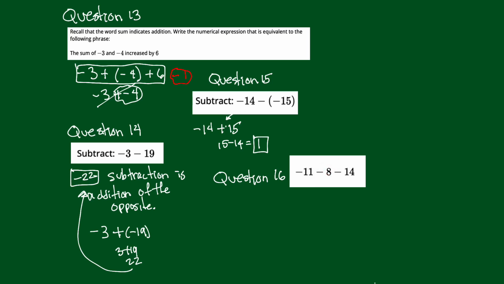So here's what I'm going to do. I'm going to write negative 11. Now, change that subtraction to an addition. Plus, now, make two changes. Here's the number that's being subtracted, 8. Change it to its opposite. The opposite of 8 is negative 8. I'll put it in parentheses. Now, same thing over here. I got a subtraction. Change it to addition of the opposite. Now, the number being subtracted is 14. The opposite of 14 is negative 14. I'll put that in parentheses.